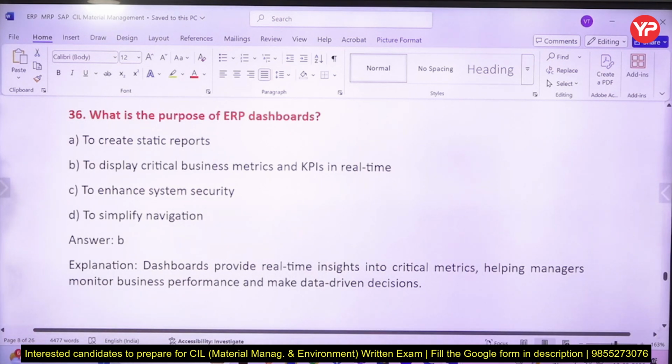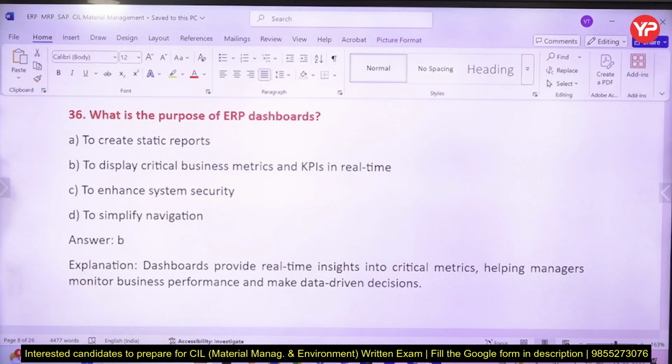Dashboard. What is the purpose of ERP dashboard? To display critical business metrics and key performance indicators in real time, so that managers can see these performance indicators and make better decisions. That is the purpose.